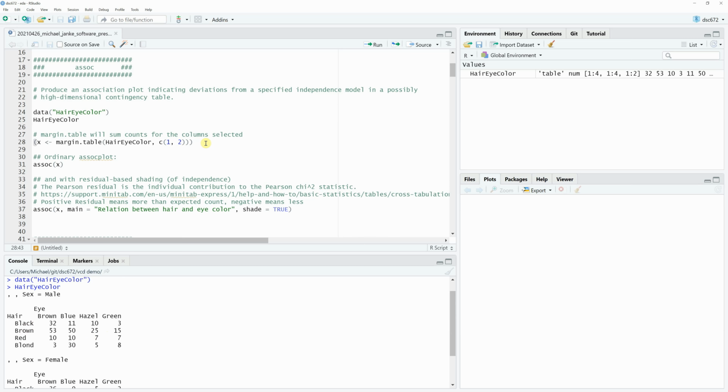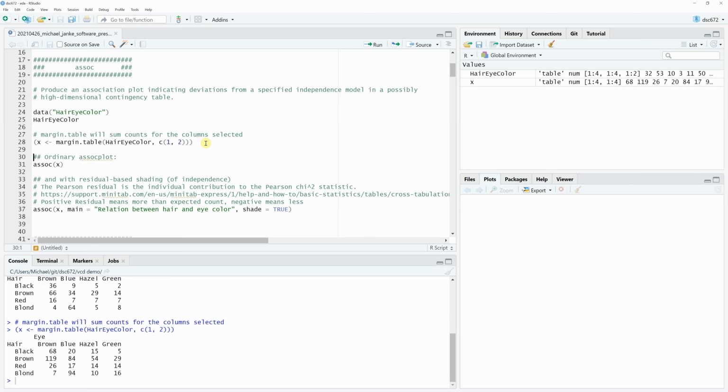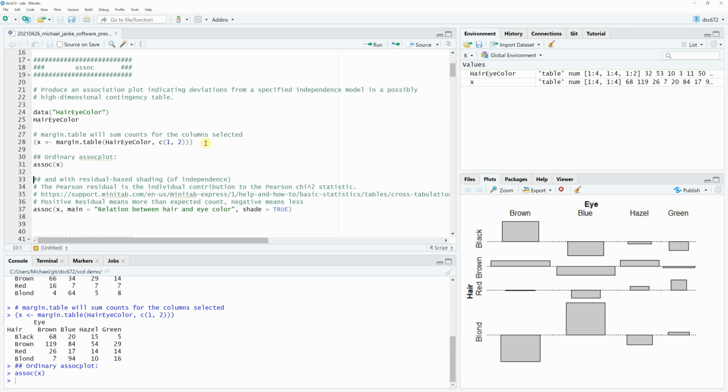So what we're going to do with the margin table is combine the two genders together into a single table. We can see that it sums them up by eye versus hair. And Assoc here then will plot that.